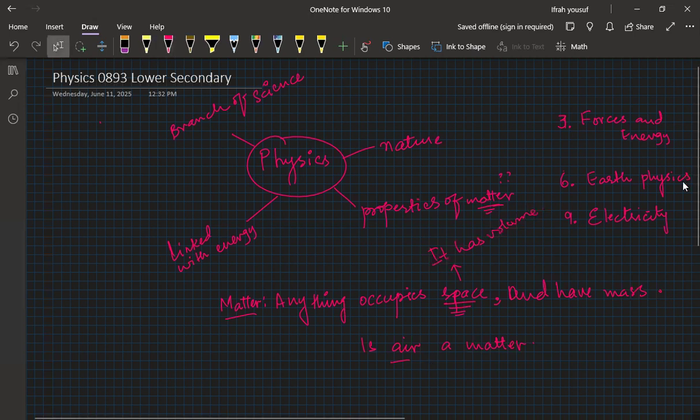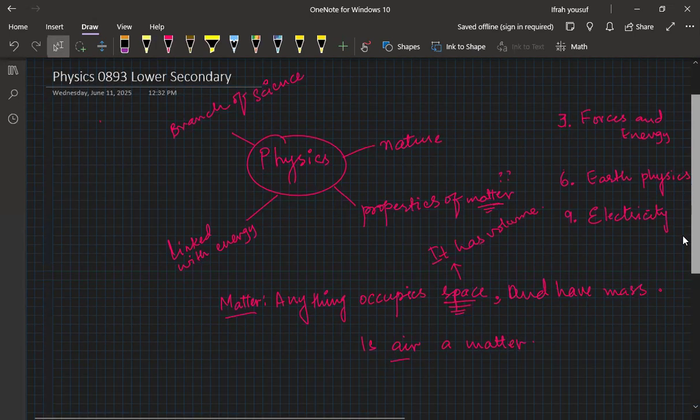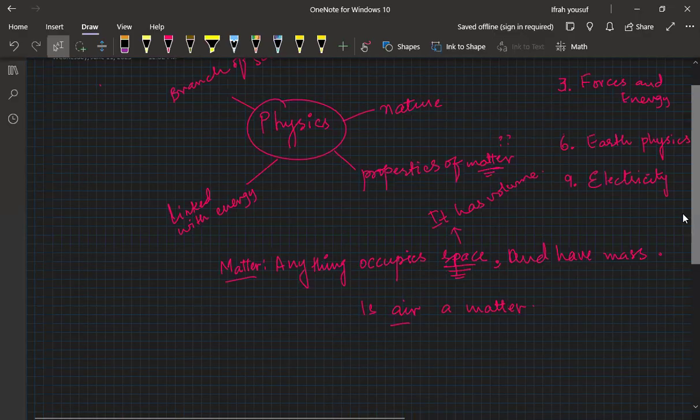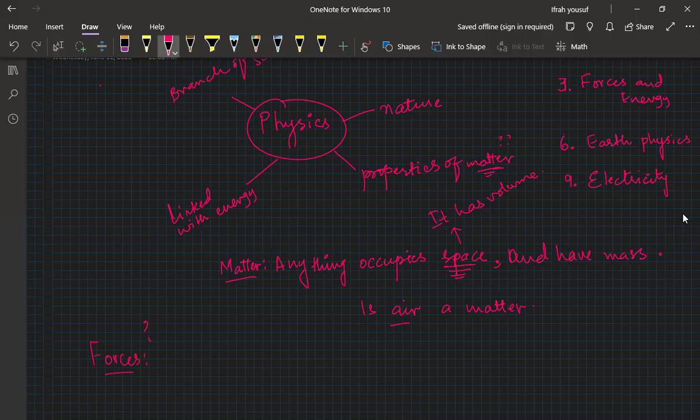Yes. ऑल राइट, सो आफ्टर दैट, what do you think about the forces? Yes. Forces affect an object in different ways. Can you repeat? Forces affect an object in different ways. Okay, forces affect an object.